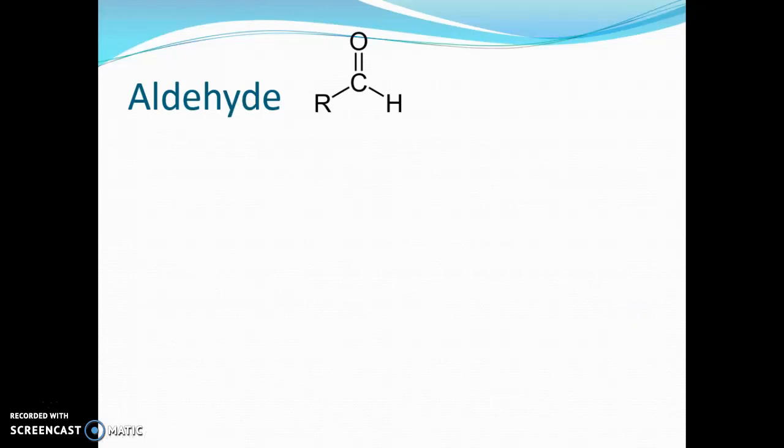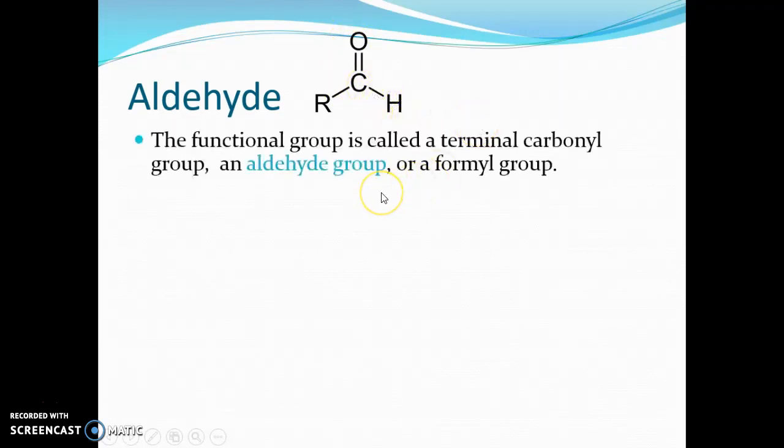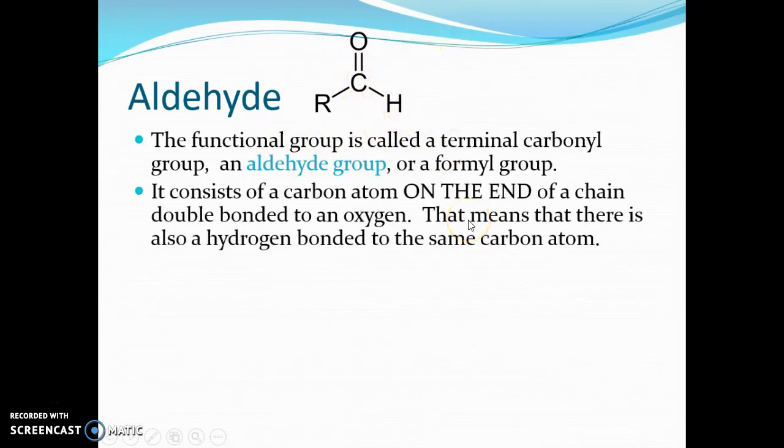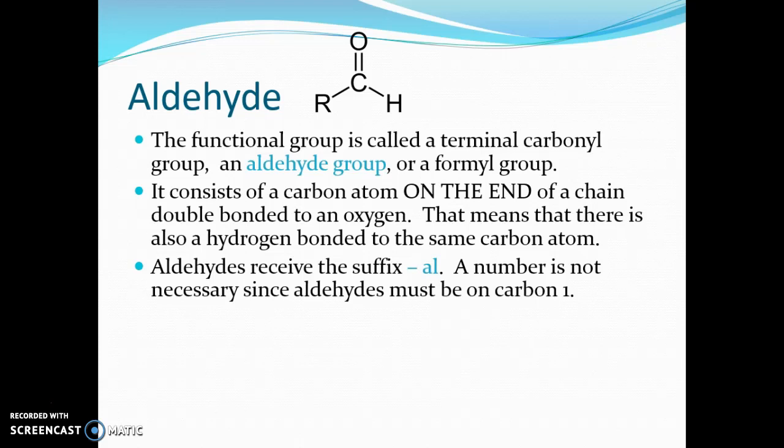The third functional group that you have to know how to name is called an aldehyde. This is going to look really familiar to a ketone, right? Carbon double bonded oxygen, but notice what's different. Aldehydes are on the end. So the functional group is called a terminal carbonyl group, or sometimes they'll call it an aldehyde group or a formyl group. But it really is a ketone on the end. So that carbon has a hydrogen attached to it instead of another carbon. So aldehydes receive the suffix al, and there's no need for a number because aldehydes always have to be on the end of the carbon.